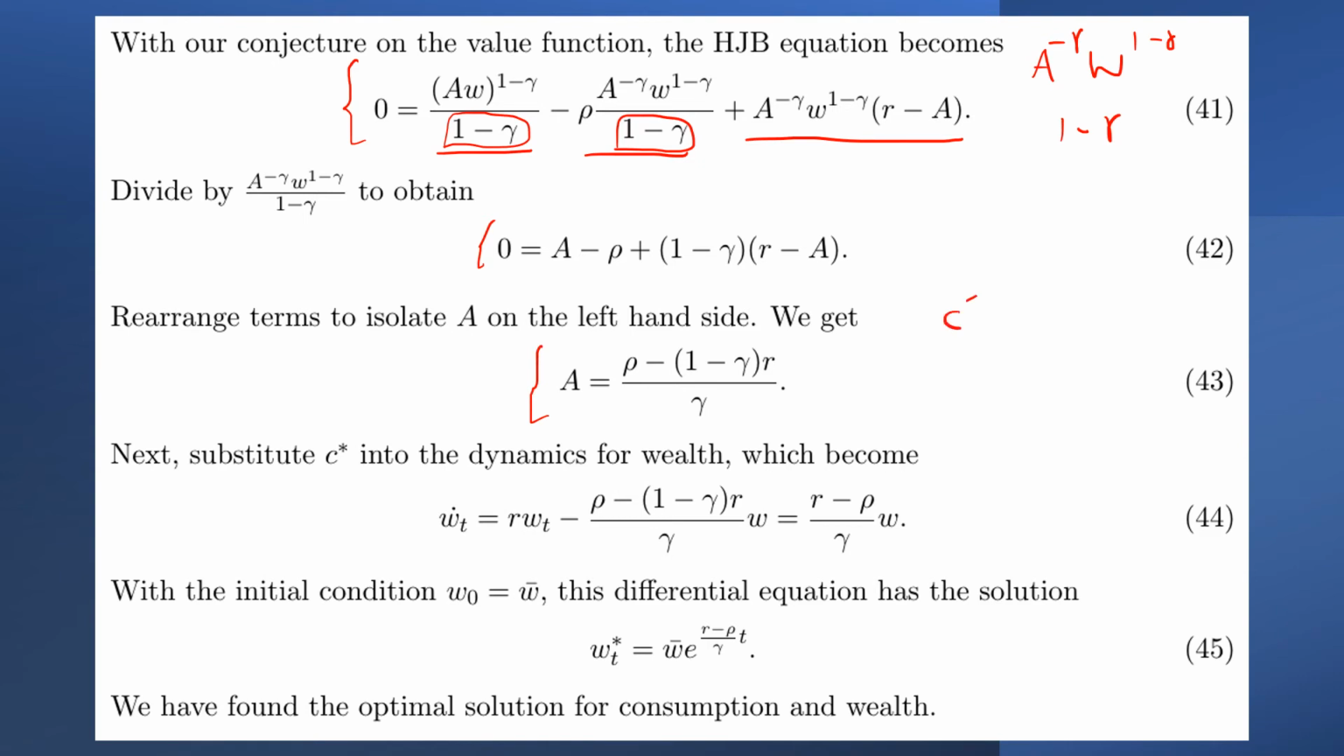And remember that C star equals A times W, which means that we have now found C star, we have found the optimal consumption path. So all you have to do now is to find the wealth path. Doing that, we substitute C star into the wealth dynamics to get the differential equation W dot equals a constant, (r minus rho) divided by gamma, times W. And we can easily solve that using the initial condition W0 equals W bar. And we get this expression, we get an exponential. So we have solved the problem.